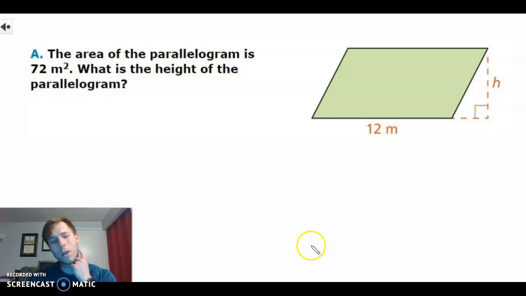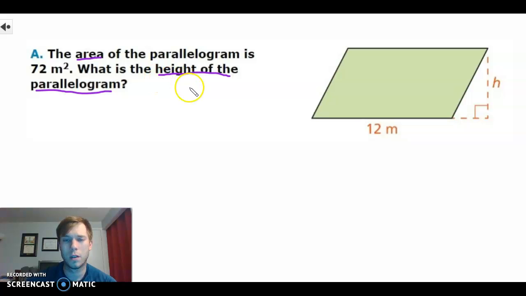So now we're going to look at a couple different examples. We have the area of a parallelogram is 72 meters squared. What is the height of the parallelogram? Well, now it's telling us what the area is, but we're missing the height. So we're still going to have to use our formula for area of a parallelogram, because that's what it mentions. So we're going to start off with that.